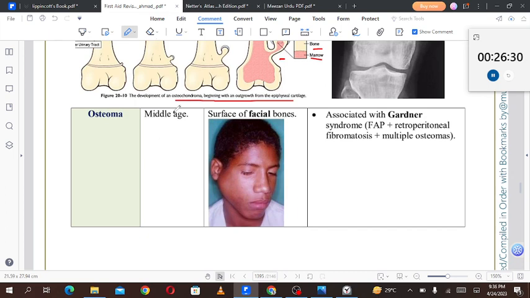What is osteoma? Osteoma occurs in middle age, on the surface of the facial bones, as you can see here. It is associated with Gardner syndrome, a polyposis condition: familial adenomatous polyposis plus retroperitoneal fibromatosis plus multiple osteomas. That is the most common condition in which we find osteomas.